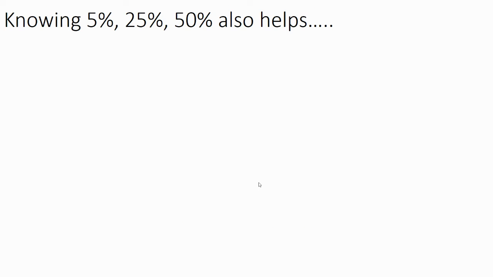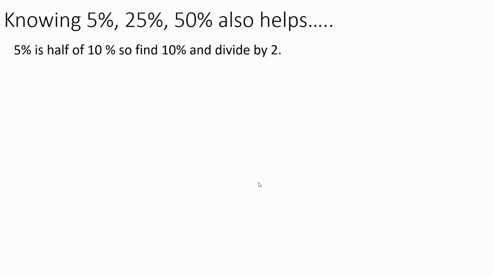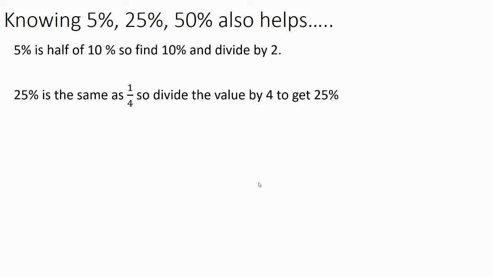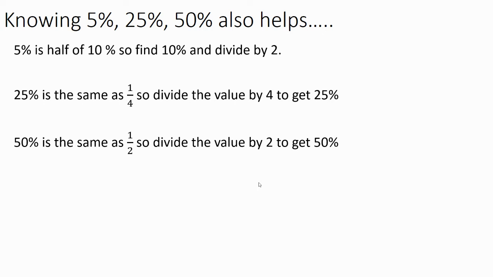But if we know how to find 5%, 25% and 50%, that will also help. 5% is half of 10%. So to find 5%, we can just find the 10% by dividing by 10 and then dividing by 2. We know that 25% is the same as a quarter. So to find 25%, we can just divide the value by 4. 50% is the same as a half. So if we halved our value, or we divided it by 2, this would give us our 50%.